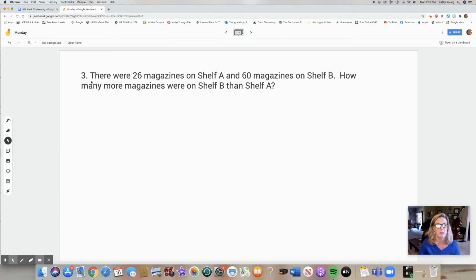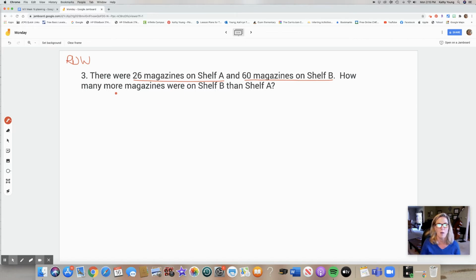Okay, let's read, draw, then write. Remember, read, draw my picture, then I'm going to write the problem. There were 26 magazines on shelf A and 60 magazines on shelf B. Now, I want to stop for a second. Do we know what we're doing with those two numbers? They might ask us, how many total magazines? But we don't know yet. So let's not get started till you've read the whole problem. Read it the whole way through before you decide what you're going to do.